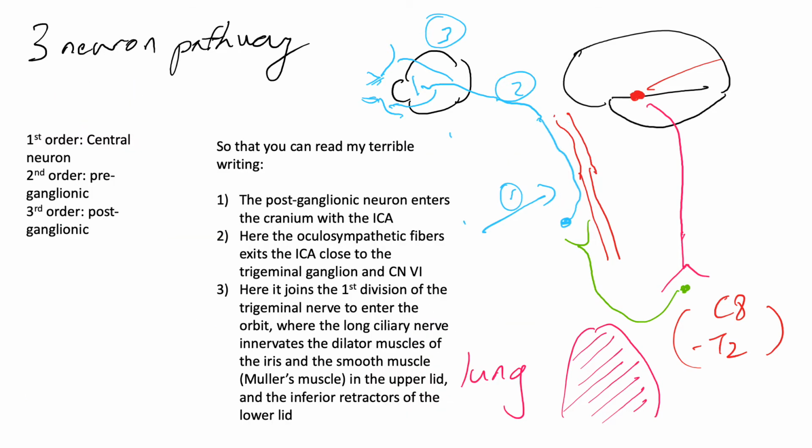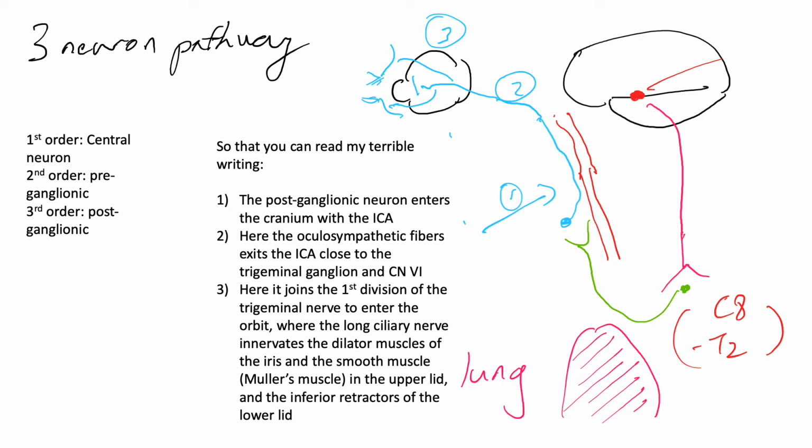So that you can read my terrible writing, I've typed it out here. Just to review again, there's a first order neuron, which is the central neuron. There's a second order neuron, which is the preganglionic neuron, in which the lung apex is an important anatomical landmark. And there's a third order neuron, or postganglionic neuron, that also has an important landmark in terms of the internal carotid artery.